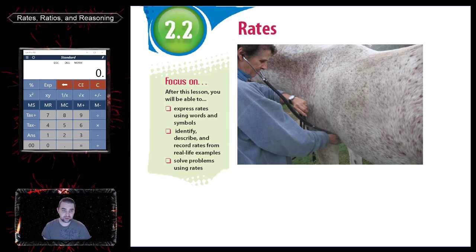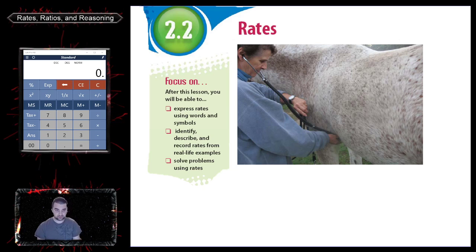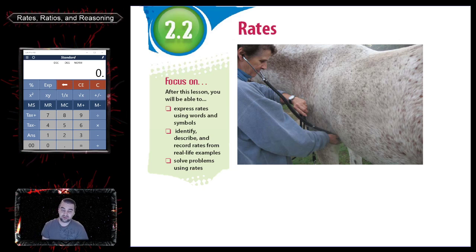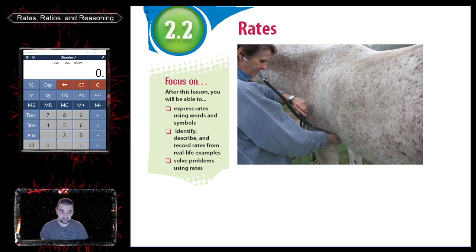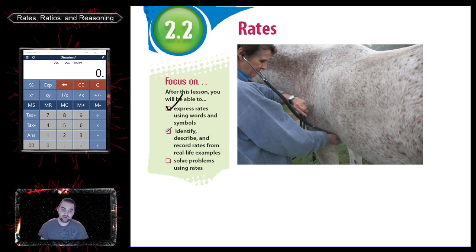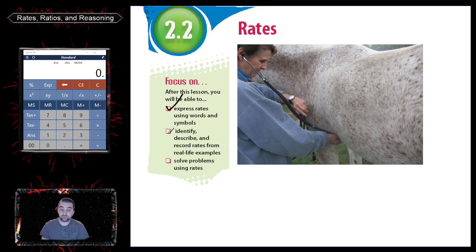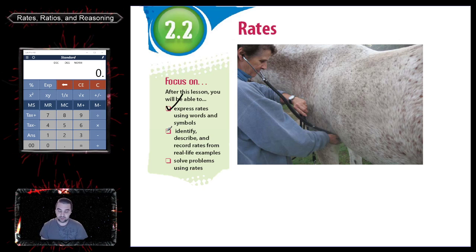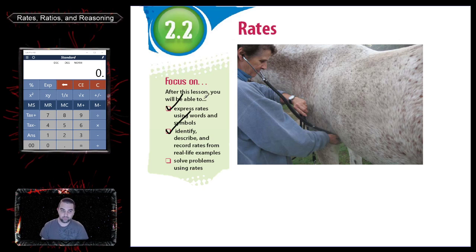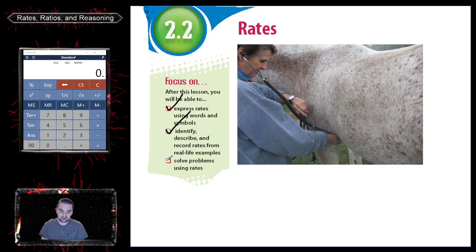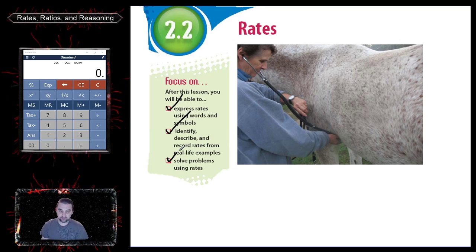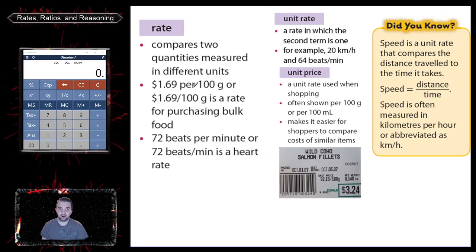So there are three things over the next couple days that you're going to be able to do. First one is you should express rates using words and symbols. You should be able to identify, describe, and record rates from real-life examples. You're going to know a lot about those, and they're pretty important in life. And lastly here, you're going to be able to solve problems using rates. So that is what we're focusing on.